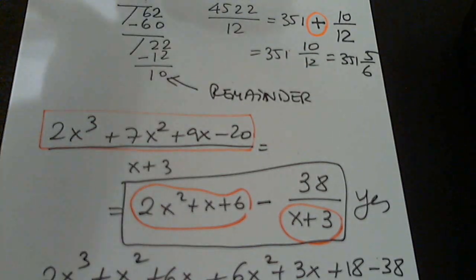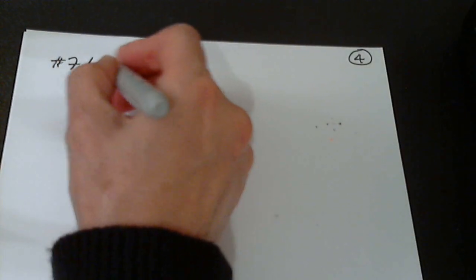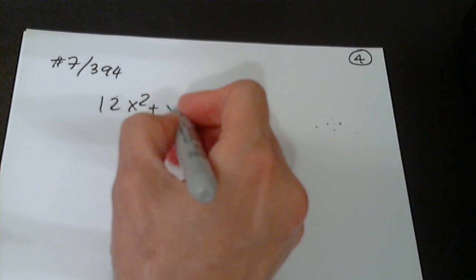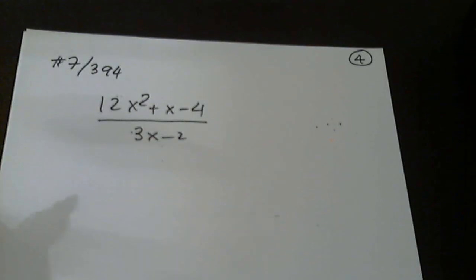Is anyone with me, please? No one? Can we do 7? Yes, let's choose 7. Very good. I see it. Perfect. So this is 7 on page 394. And we have 12x squared plus x minus 4, everything divided by 3x minus 2. Perfect.